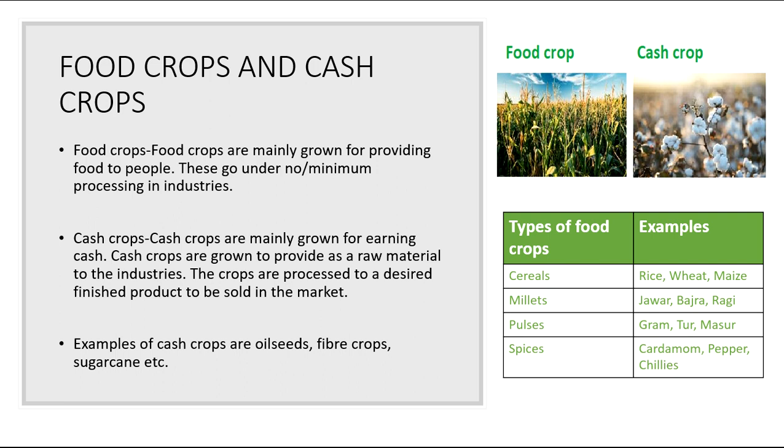The fiber crops like cotton and jute are grown to be utilized as fabric. The sugarcane is grown to make sugar. The cash crops are utilized as raw materials in industries. These crops go under a process before being utilized by the consumers.